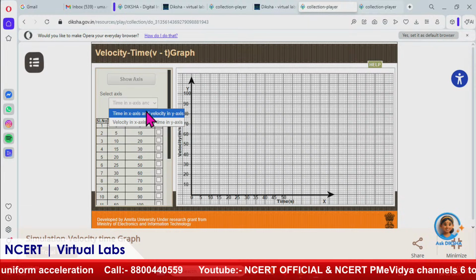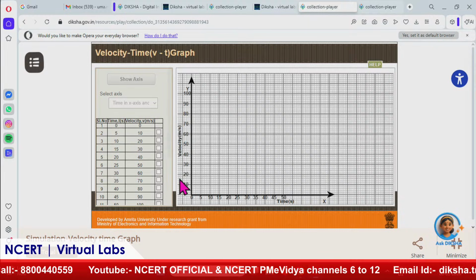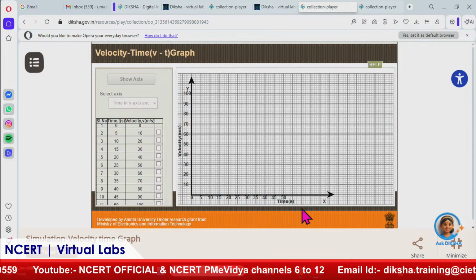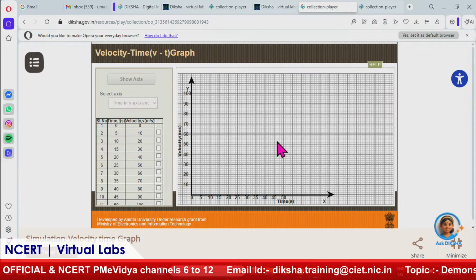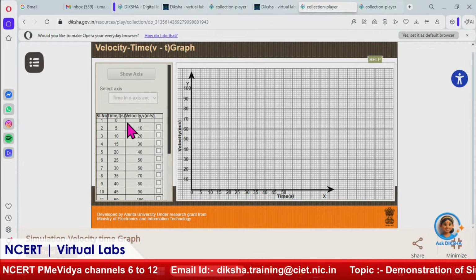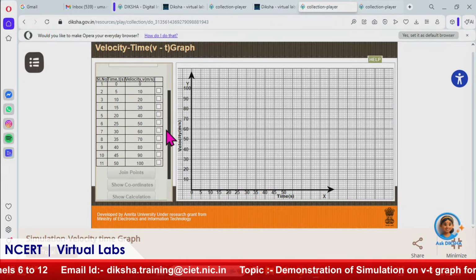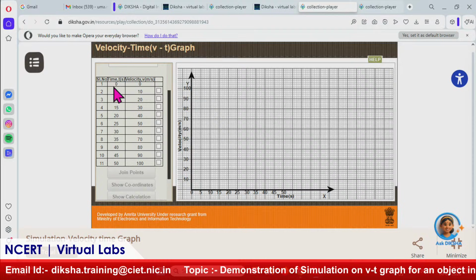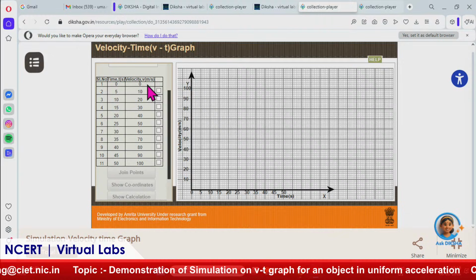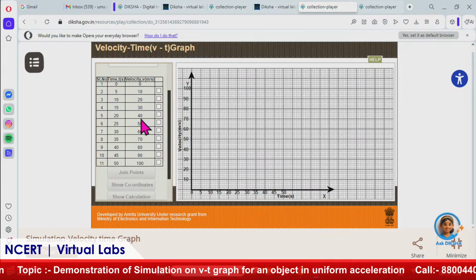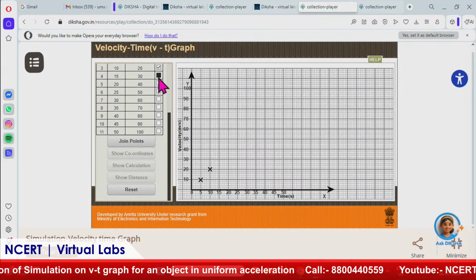Select axis. So time in x-axis and velocity in y-axis, because since it is a VT graph, V should be in the y-axis and T should be in the x-axis, or even if you want to reverse the axis, that is also possible. Now the observation table is already given because we are doing it for the uniform acceleration. You can see that at the fixed interval of time you get a fixed velocity change, like 10 differences there. So as I tick on this, I am getting the point plotted.